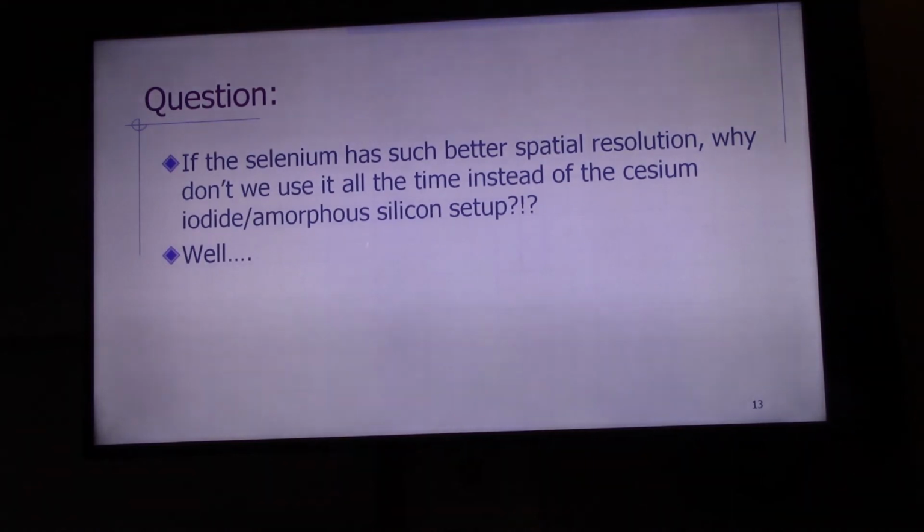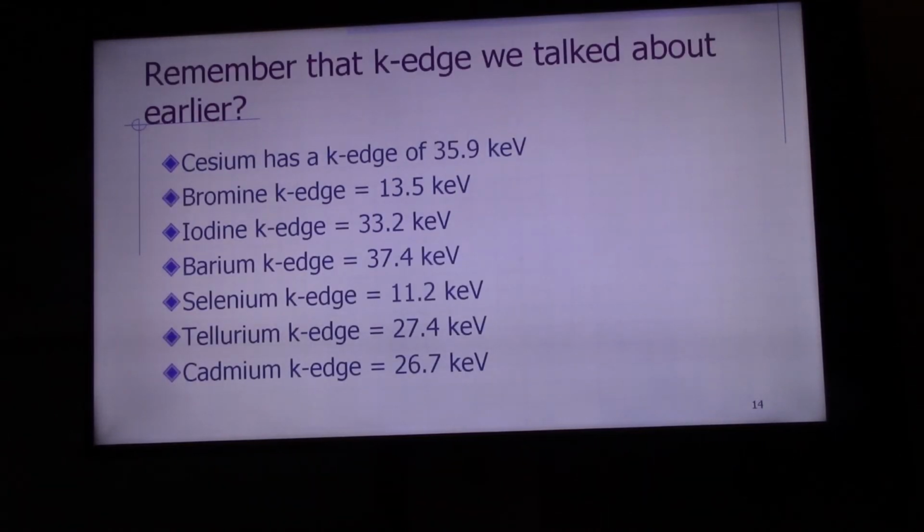All right, so if the selenium has such better spatial resolution, why don't we just use it all the time? Even if, according to the book, it does require a little bit higher dose, but so what? Maybe it doesn't require all that much more dose. How come we have to do the cesium iodide / amorphous silicon? Well, there's a reason for that, and we're getting to it.